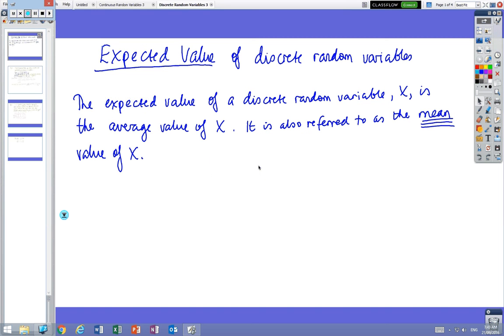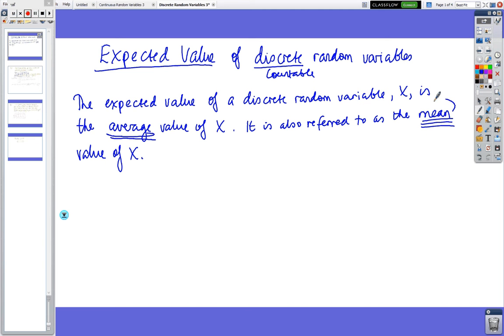Okay, so we're looking at the next part of discrete random variables. Again, discrete just means you can count them, or they're whole numbers, countable. The next one is the expected value of the random variable x, which is the average. The average we can also call the mean. So the expected value is the average is the mean.